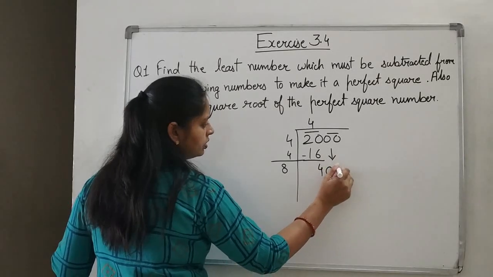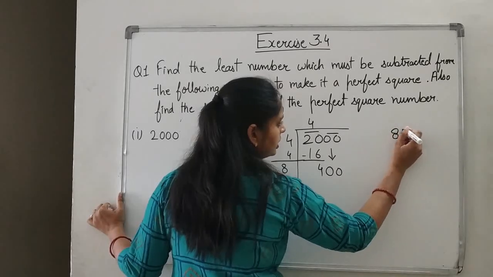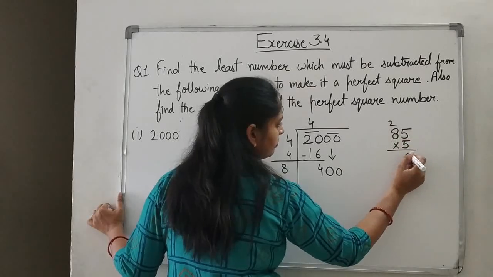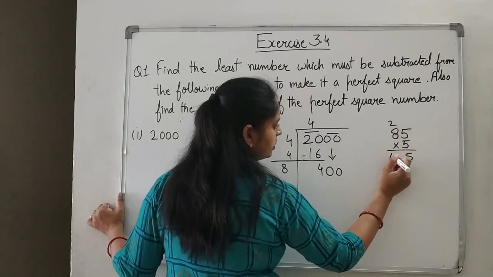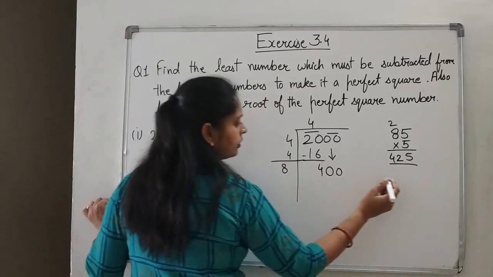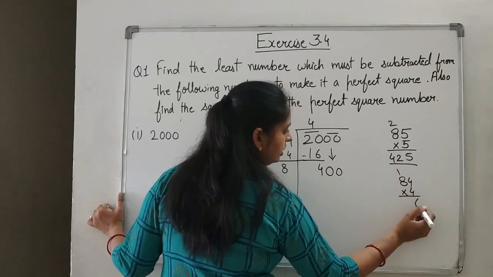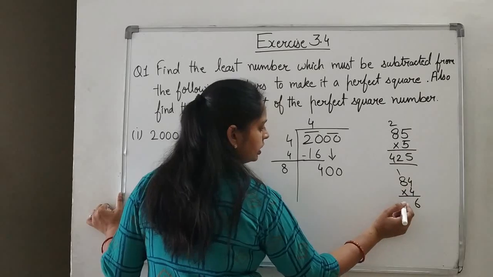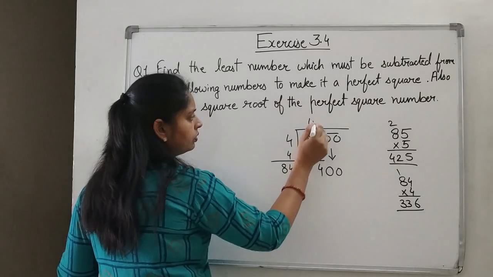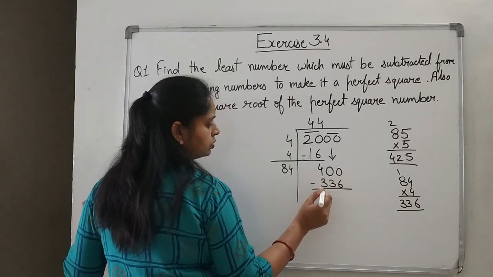That is 0, 0. 8 5s are 40. So I will check for 5, whether it is going. 85 times 5 will give you how much? 5 5s are 25, 8 5s are 40 plus 2 will give you 42. So 425, but this is greater than this. So I have to go for 84 fours. 4 fours are 16. 8 fours are 32 plus 1, 33. So I got 84 fours is 336. So do the subtraction.